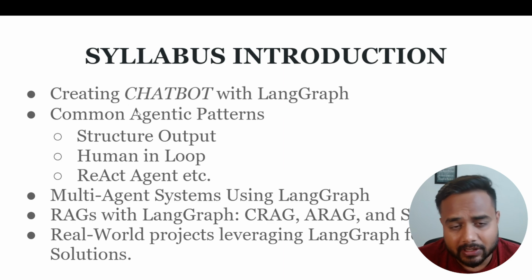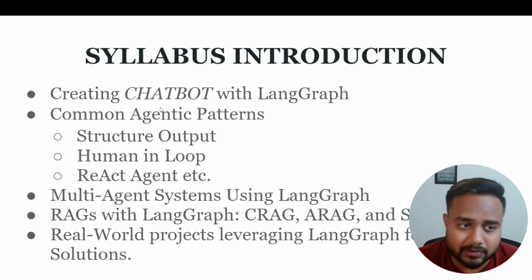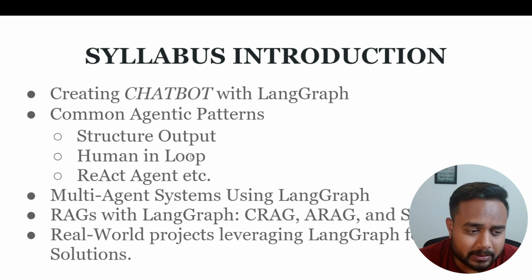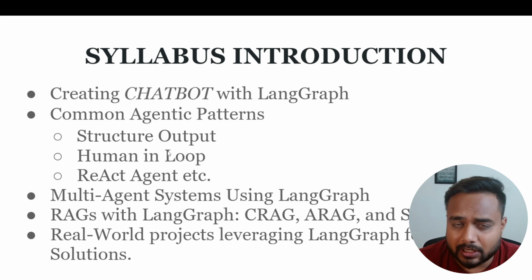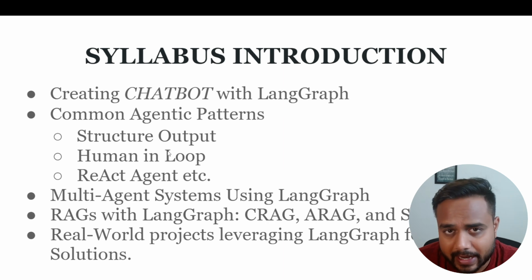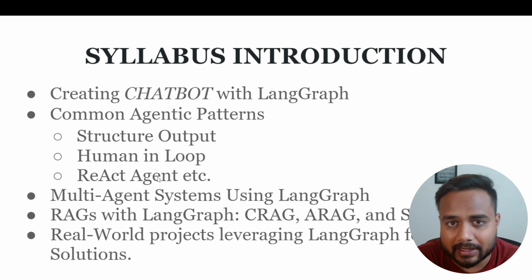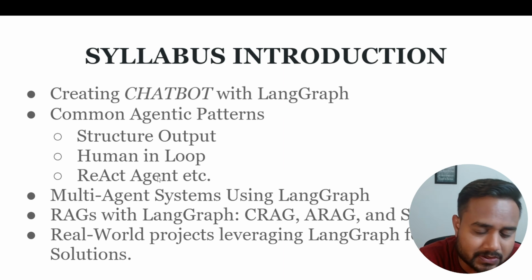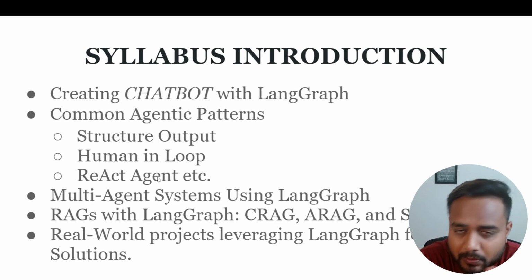And then after this one, I will come to the advanced part of LangGraph, like chatbot creation. We'll look into agentic patterns, different agentic patterns, and multi-agent systems. We'll see different kinds of RAG using LangGraph: C-RAG, A-RAG, and self-RAG. C-RAG means corrective RAG. A-RAG means agentic RAG. And then we'll look into some projects as well. So guys, this is the complete syllabus.